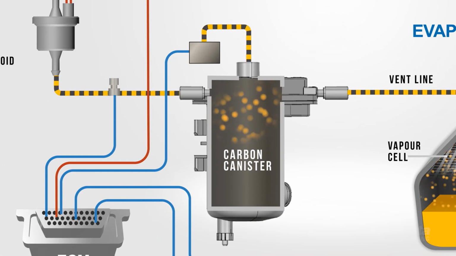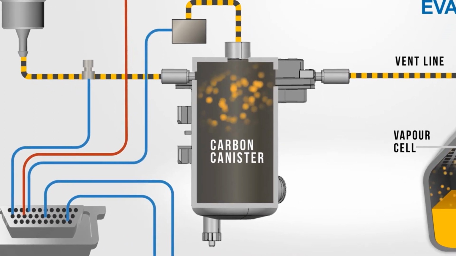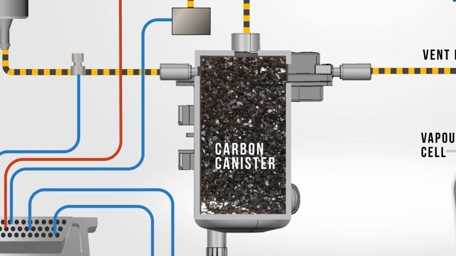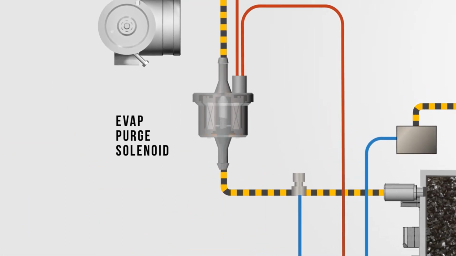Although the carbon canister is small, it is able to hold a very large quantity of vapour. The hydrocarbon vapours are absorbed by the activated carbon granules. When the emission control system determines that conditions are optimal, the evap purge solenoid is commanded open and the stored vapours are drawn into the intake manifold to be burned in the combustion chamber.